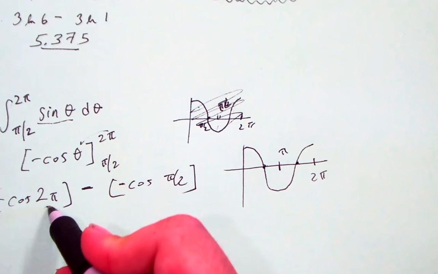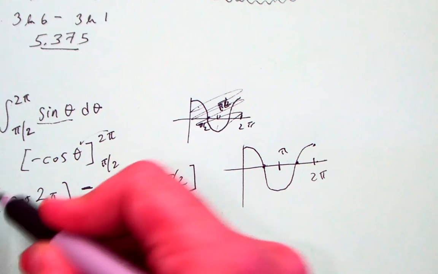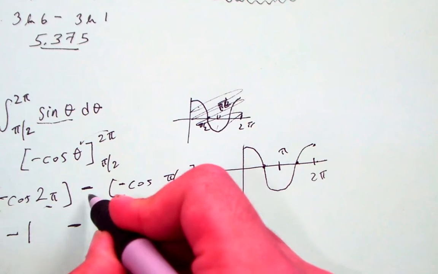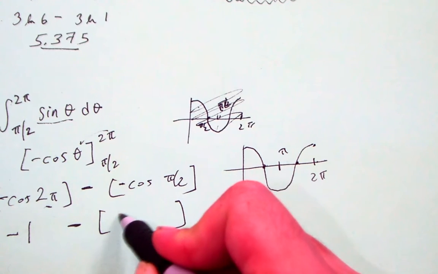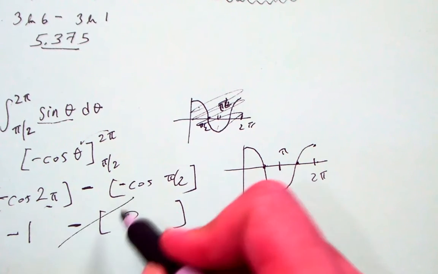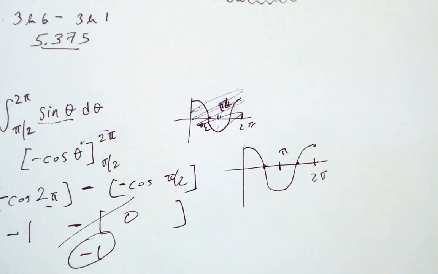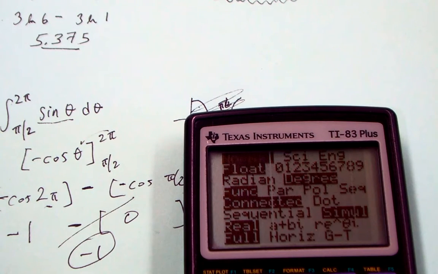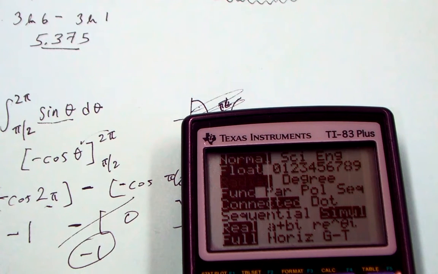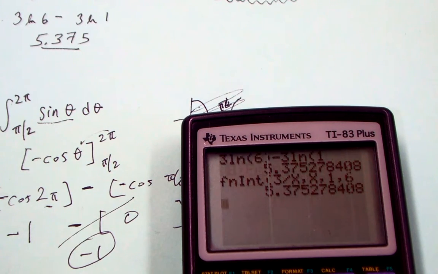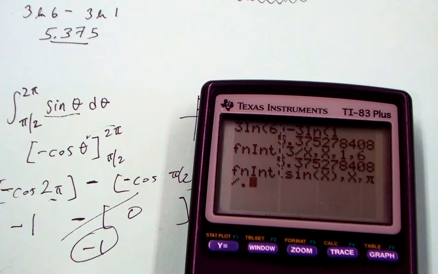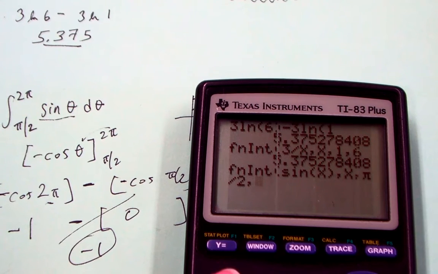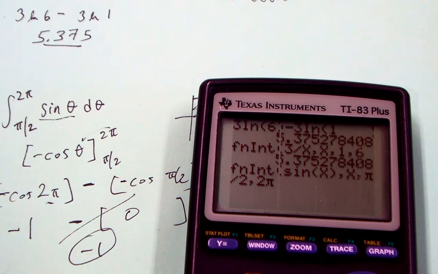So cosine of 2 pi, according to this, is 1. So this negative out here makes that a negative 1. This minus comes from the Fundamental Theorem of Calculus. Negative cosine of pi over 2, well, it looks like cosine of pi over 2 is 0, so negative 0 is still 0. Negative 1 minus 0 is just negative 1. Let's check. I want to make sure my calculator is in the right mode. It is not. Radian mode. The integral of sine of a variable with respect to that variable from pi over 2 all the way up to 2 pi gives me negative 1.